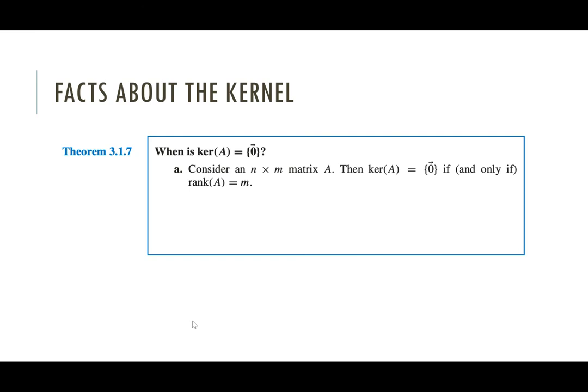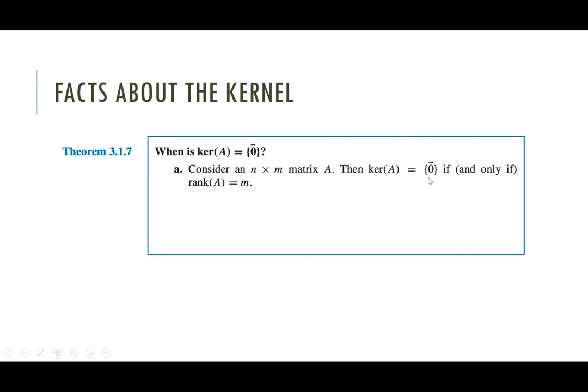Let's start here. If rank A is m, so the number of leading ones is equal to the number of columns, then when you're solving that system, Ax equals 0, you don't have any free variables. So it's just x1 equals 0, x2 equals 0, all the way down, for every column, that's every variable. You get every variable equals 0. And so solving that system, the only solution is the 0 vector. So that's going that way.